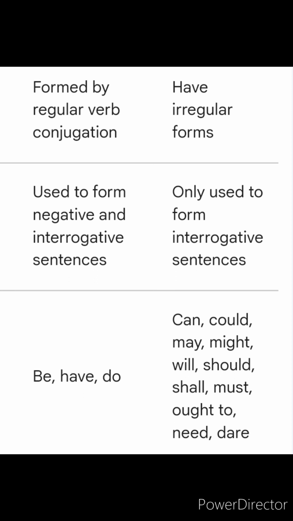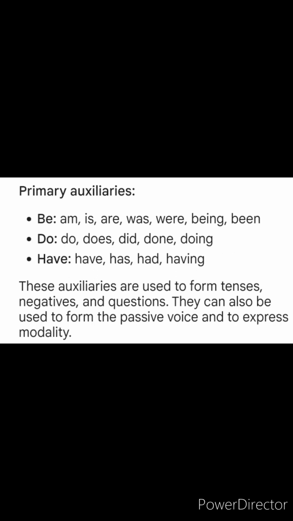One important differentiation here is that the modal auxiliaries do not change their forms according to the number or person of the subject. Primary auxiliaries are used to form tenses, negatives, and questions. They can also be used to form the passive voice and to express modality.